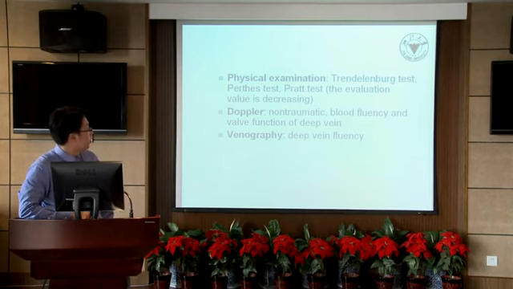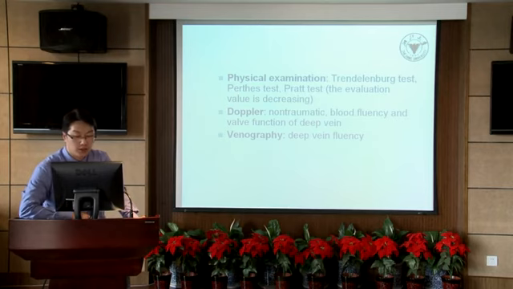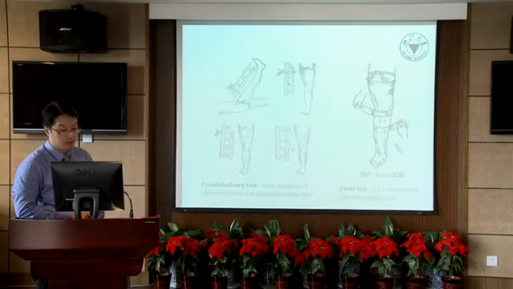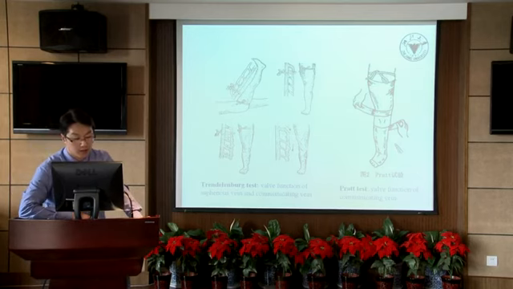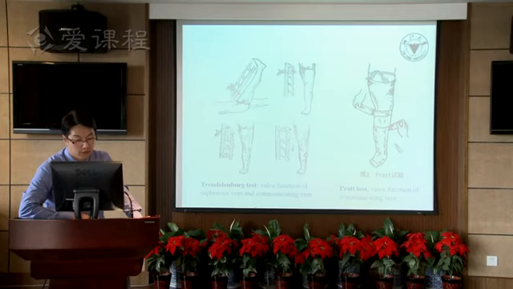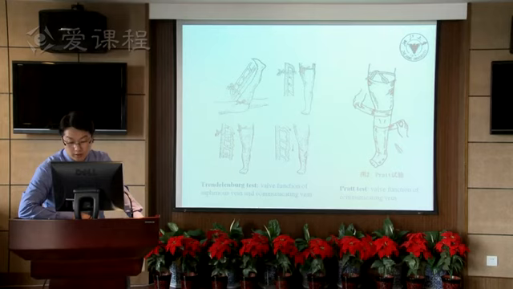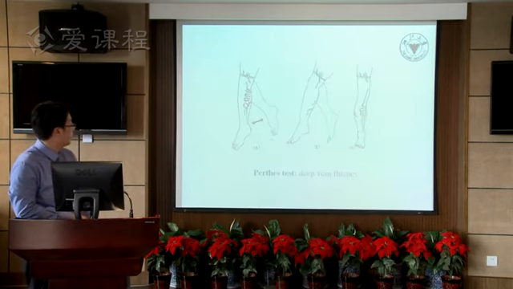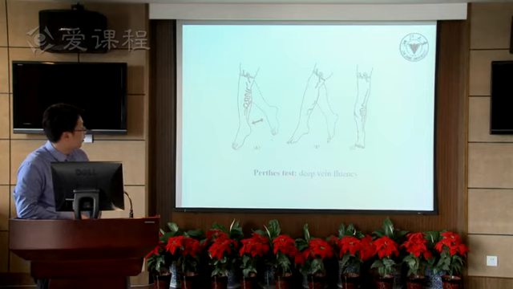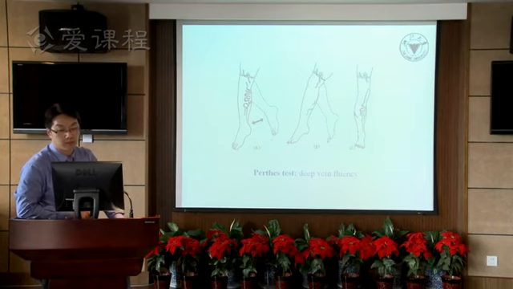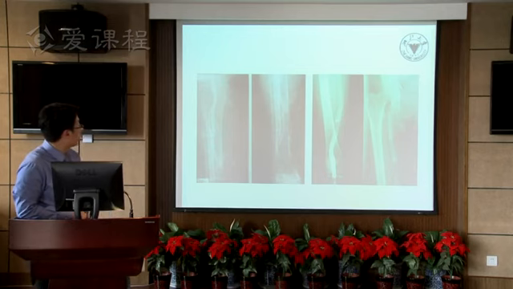Doppler is noninvasive and shows blood flow and the valve function of the deep vein. The venography shows the deep vein flows. And this is the Trendelenburg test. It shows the valve function of the saphenous vein and the communicating vein. This is the Pratt test. It evaluates the valve function of the communicating vein. This is the Perthes test. It shows deep vein flows. This is the venography, so we can see the valves and the blood flows.